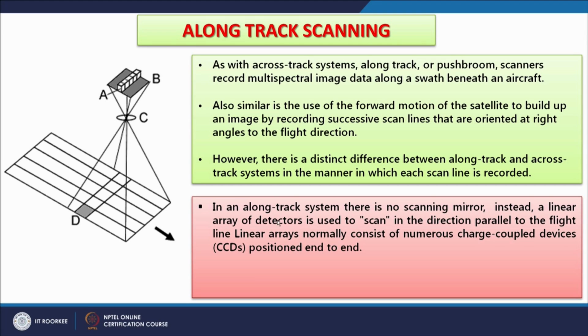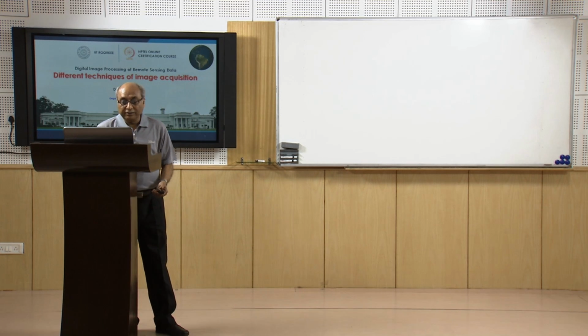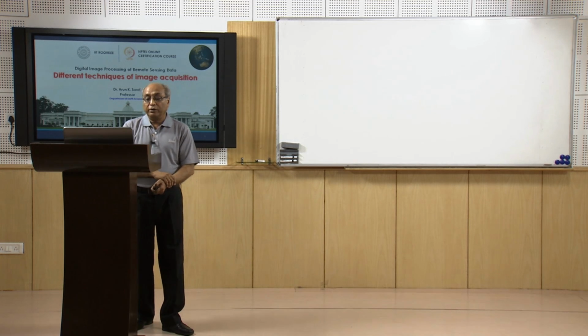Instead, a linear array of detectors is used. As I have already mentioned, this is a linear array of detectors, and they are directed parallel to the flight line direction. Linear arrays normally consist of numerous CCDs, positioned end to end, and they record one by one. So line by line is recorded by this, and this is how the scanning is done. So this is another very efficient way of scanning.